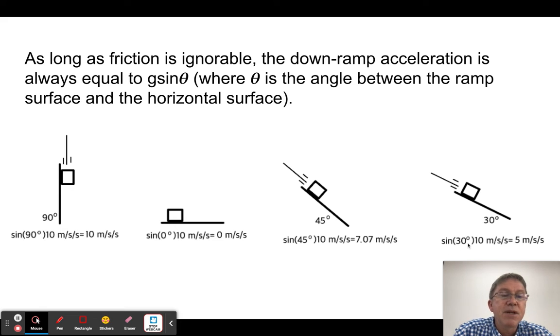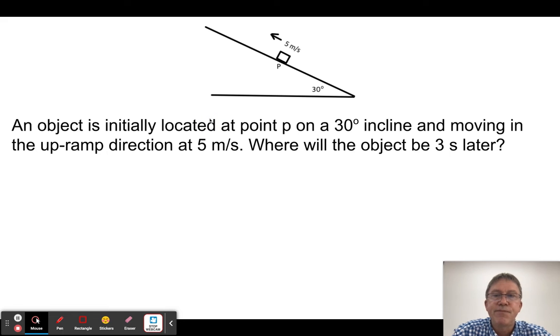And if I put the sine of 30 degrees, you're going to memorize this before the year's over. The sine of 30 degrees is 0.5, so the object is going to accelerate at half the normal acceleration on the surface. So it's really important for you to get used to the idea that on an incline, acceleration isn't equal to g, it's equal to g sine theta.